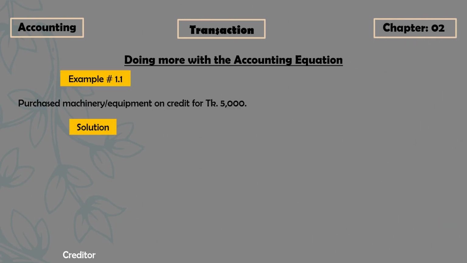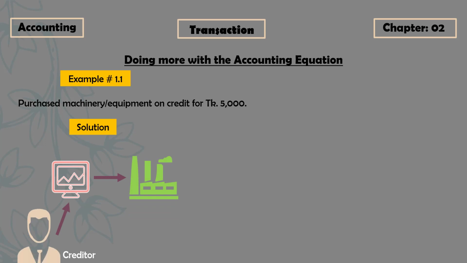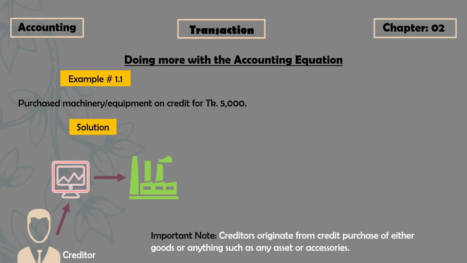Let's see another example, for liabilities or creditors. Example 1.1: purchase machinery or equipment on credit for taka 5,000. That means the business purchased machinery or equipment, depicted here as a computer, from a creditor. A creditor is a person from whom we purchase anything, either goods or any asset, on account.